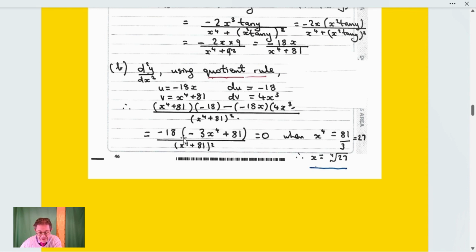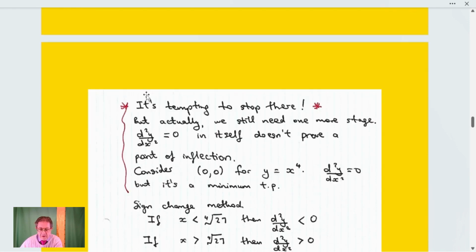Rearranging, if a fraction is naught, it's the top that's naught. So x to the 4 must equal 81 over 3 equals 27. x is the fourth root of 27. Now, many candidates would just stop there. You've got the answer, that's it. But what we've not actually done is shown that it's a point of inflection. We've shown that the second derivative is 0. It's not quite enough. Why not?